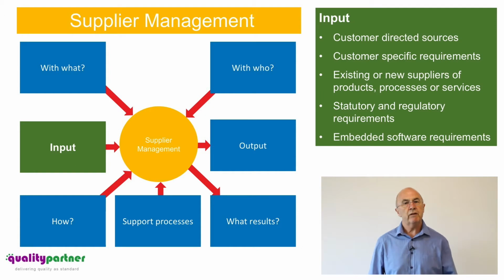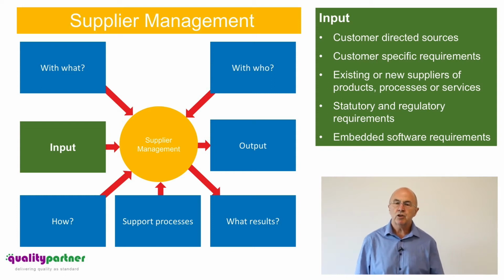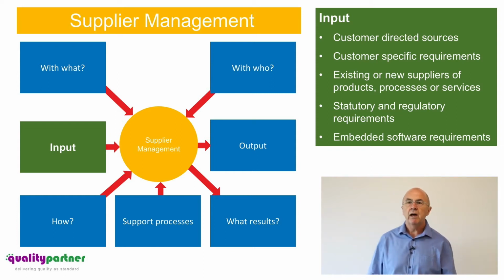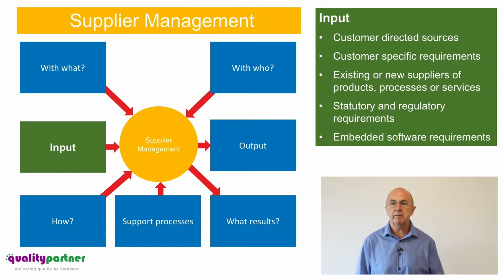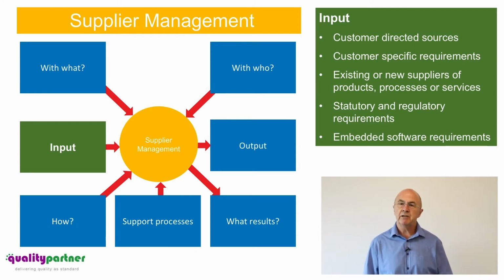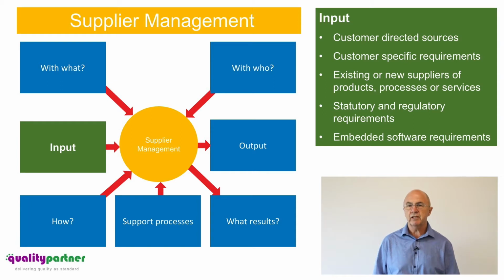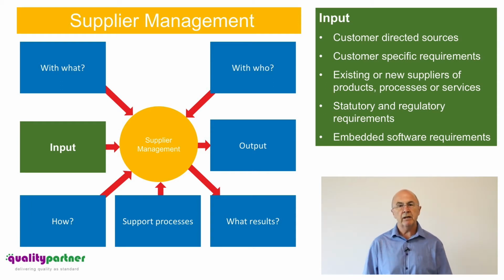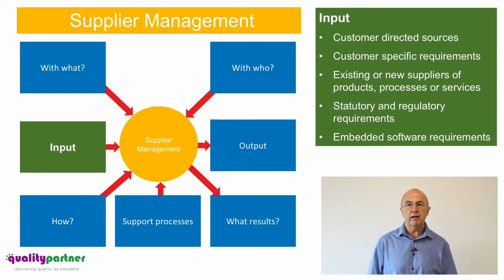So in looking at the changes in the supplier management process, we're going to take a look at the turtle diagram, starting with the inputs to the process. So what could be the inputs? We need to think about, are there any customer directed sources? So the customer may direct that we have to buy material from a particular source, but we can't just wash our hands and say, okay, that's nothing to do with us. On an ongoing basis, we need to make sure that those customer directed sources are capable of meeting the requirements to supply the product that we need to make a conforming product.